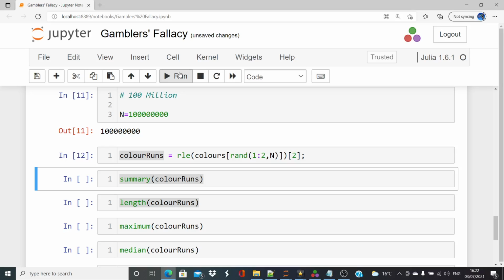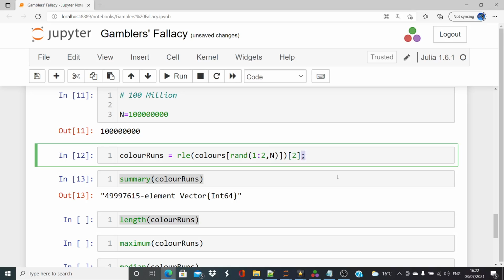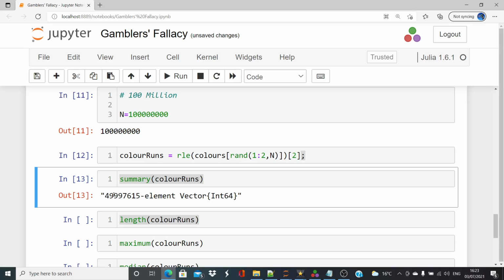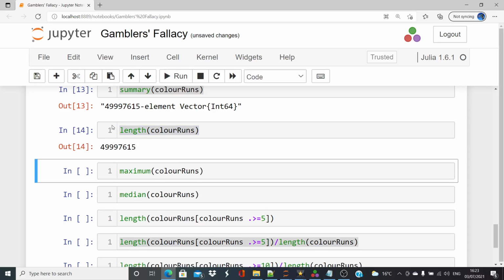So let's just look at our vector here. I won't try and print it. By the way, sorry, you see what I did there? I put the colon there just to actually stop the output being printed. So out of 100 million spins, we get 49 million runs. Okay, that's quite a big vector we're talking about there. And the length we could just pick out there: 49,997,615. Okay, so what's the maximum? So we had 100 million spins, okay, which corresponds to 50 million runs approximately.